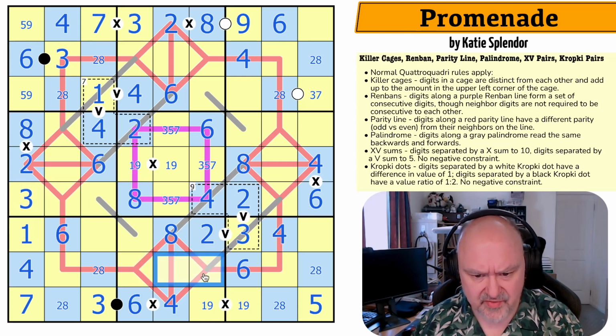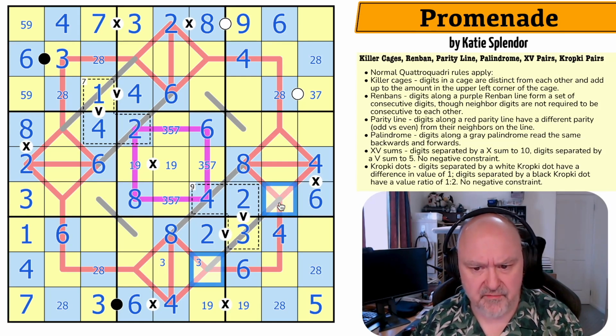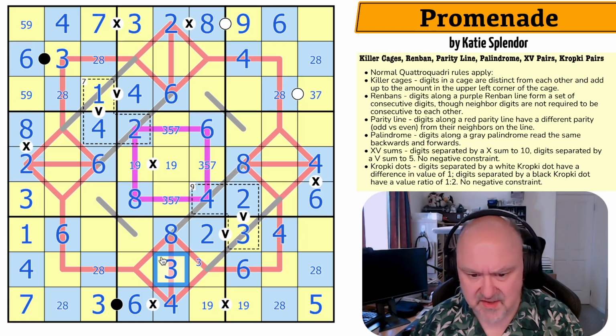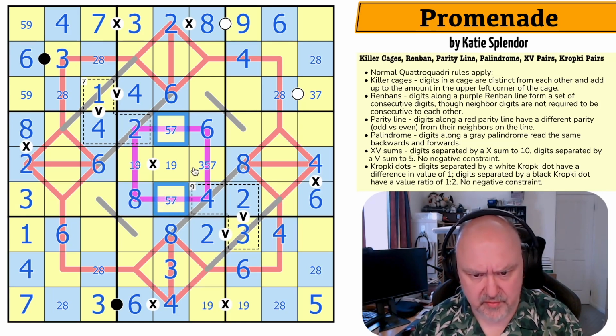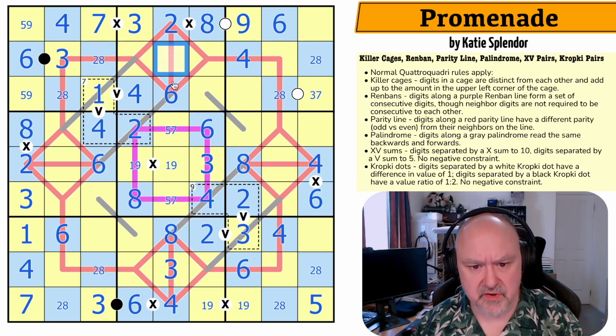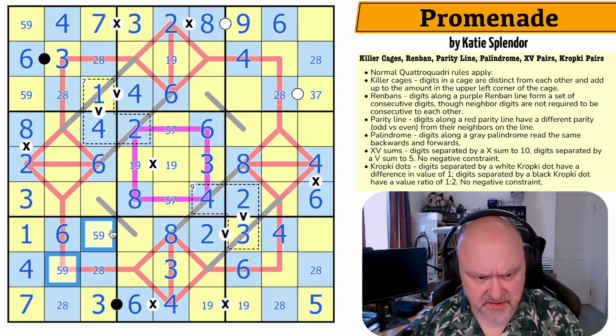3 is in one of these two. Can those both be 3? No, I can't put 3 here. If I put 3 here, it reflects along the palindrome to there and breaks. So this has to be the 3, which takes 3 out of both of those, making that the 3. So this is a 1 or a 9 for the column. This is 1, 9. These are 5 and 9.